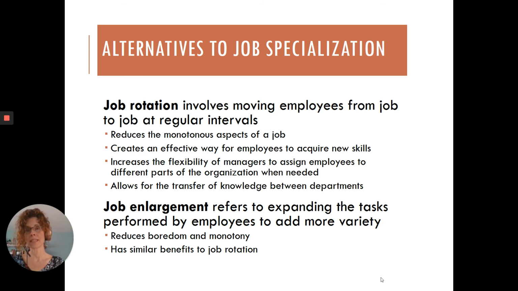Intuitively, it would seem to make sense that as you specialize a job, people would become more efficient at it. And that's true up to a point, up to the point where they become bored. And then, in fact, they can make more mistakes and become less efficient. As a result, it became clear that job specialization, at least as it was originally designed by those in the scientific management school, wasn't really ideal. And so people started to come up with alternatives.